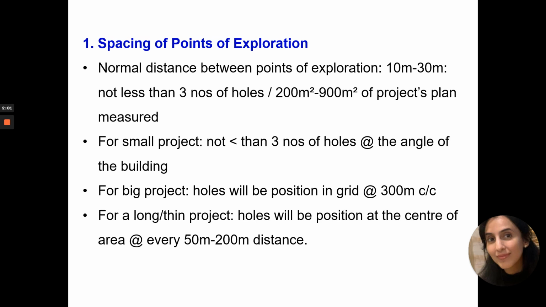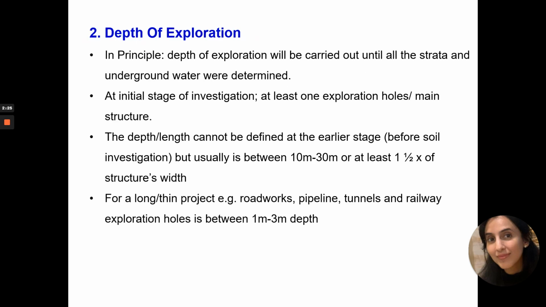For big projects, we normally have grids. Like the squares in graph paper, so you will have grids at 300 meters center to center. And for a long or thin project like road work, you maybe need to do about 50 meters to 200 meters distance. However, this is just a general idea. You may have shorter distance, you may have longer distance. It all depends again on the project.